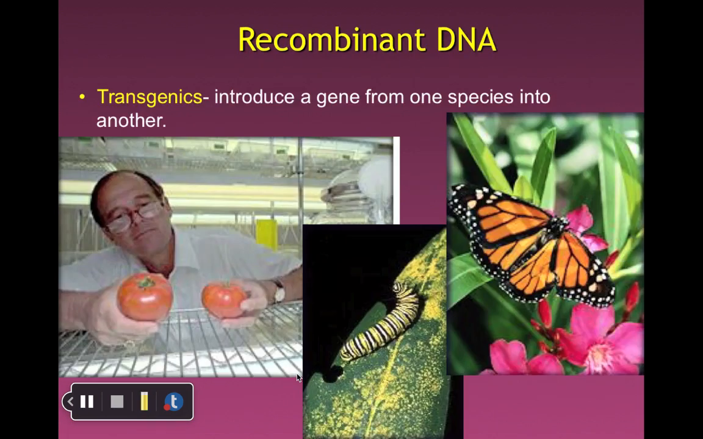First of all, let me just mention that recombinant DNA has been around for quite a while. In the 1970s, people started having the ability to move genes from one species to another. And this has not been without controversy.